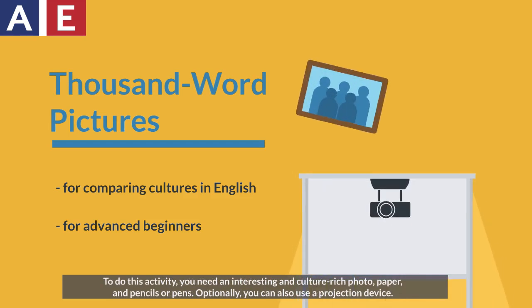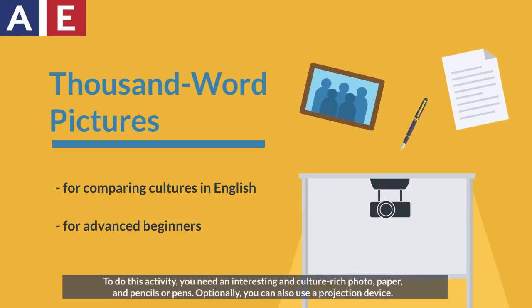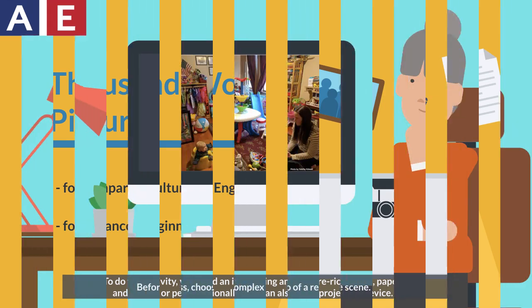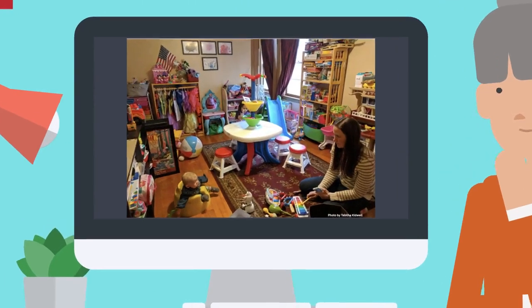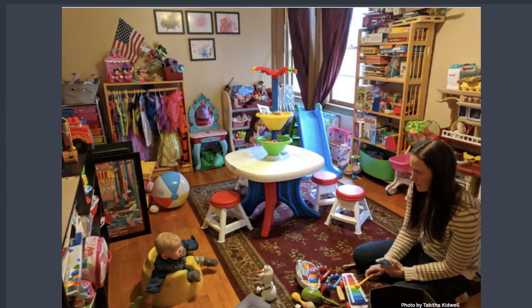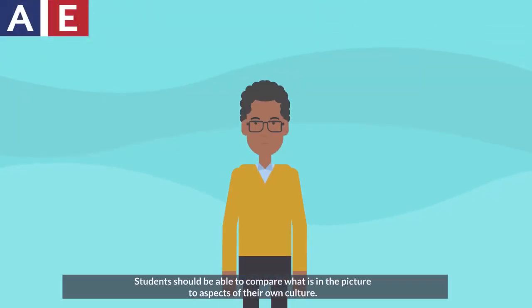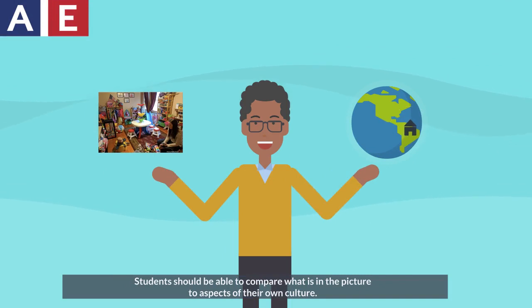To do this activity, you need an interesting and culture-rich photo, paper, and pencils or pens. Optionally, you can also use a projection device. Before class, choose a complex photo of a real-life scene. Students should be able to compare what is in the picture to aspects of their own culture.